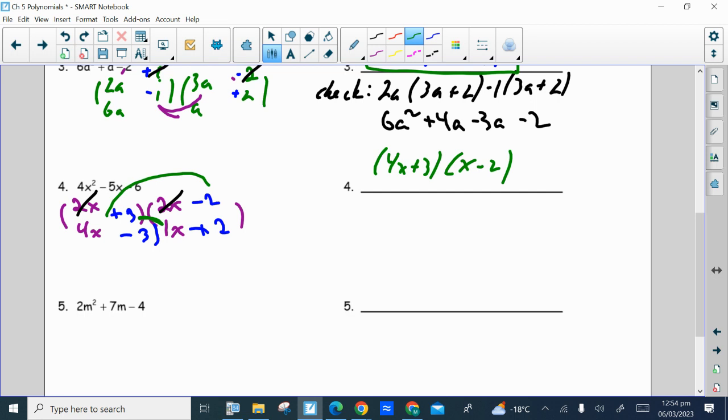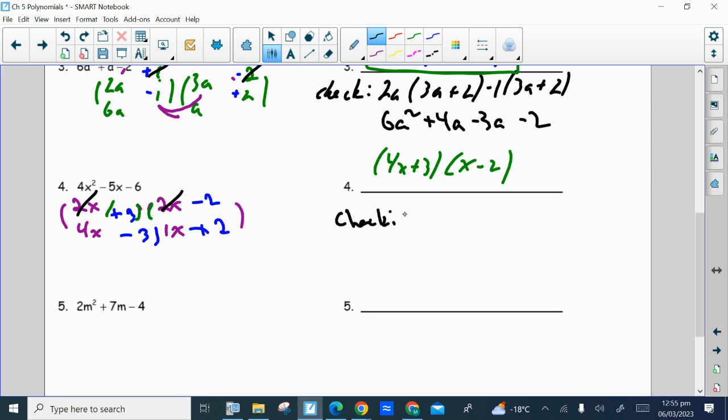Now, just to see, the reason why this other one doesn't work. If you did the 4x times the positive 2, that would give you positive 8x. And negative 3 times x is minus 3x. 8x take away 3x is positive 5x, not negative. That's why that other one will not work. There's only one set of factors that will work for these. So we believe we have the correct factors.